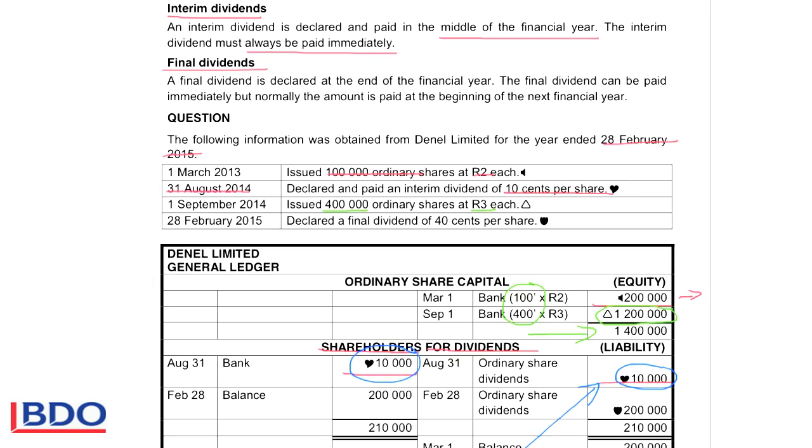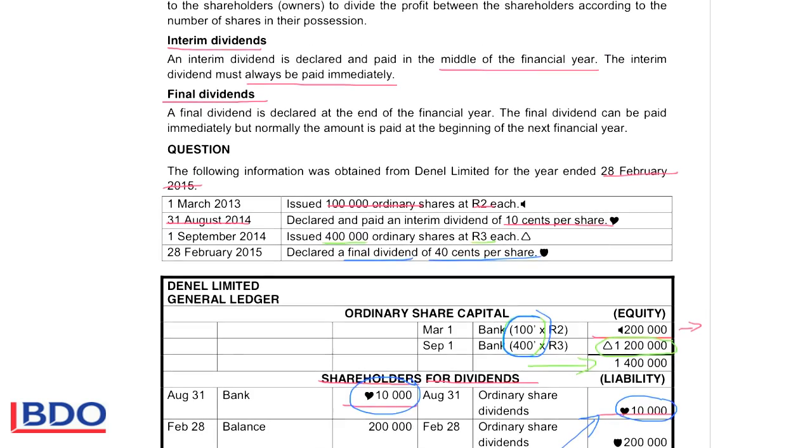If we look at the next entry, we will see that they declare a final dividend of 40 cents per share. Now, how many shares were already issued? The 100 plus the 400. So it means that we will have to pay our dividends on 500,000 shares. And the dividend per share is 40 cents.